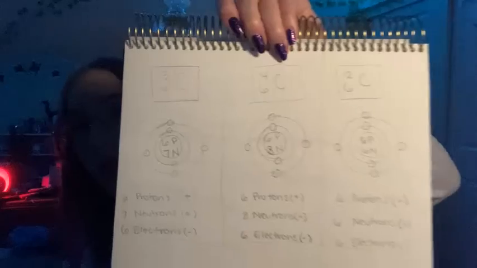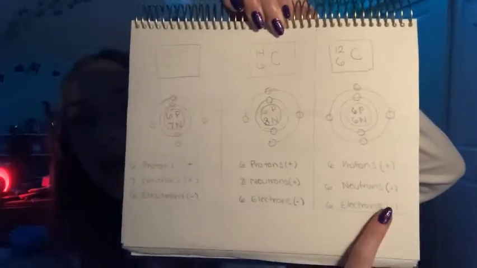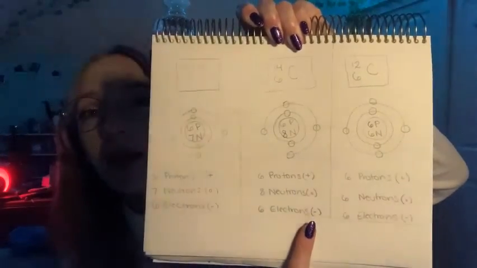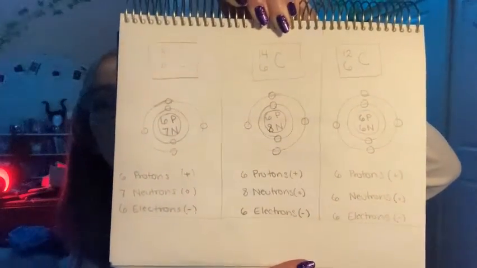Here are my 3 diagrams. We have carbon 12, 13, and 14. Carbon 13 has 7 protons, 7 neutrons, 6 electrons. Carbon 14 has 6 protons, 8 neutrons, and 6 electrons. And carbon 12 has 6 protons, 6 neutrons, and 6 electrons.